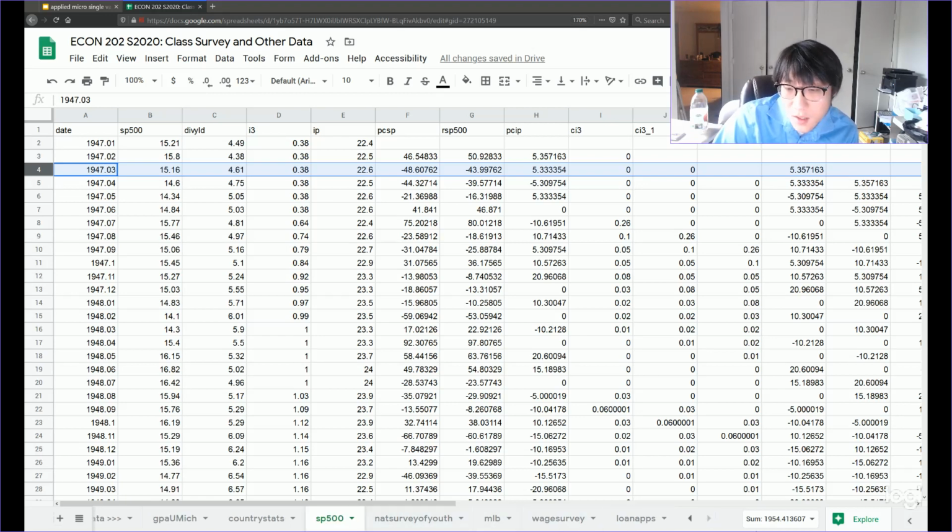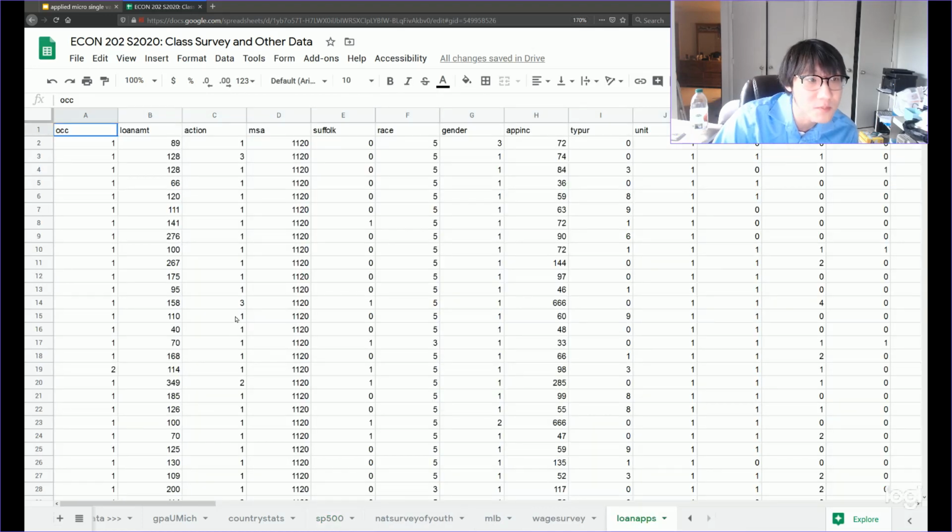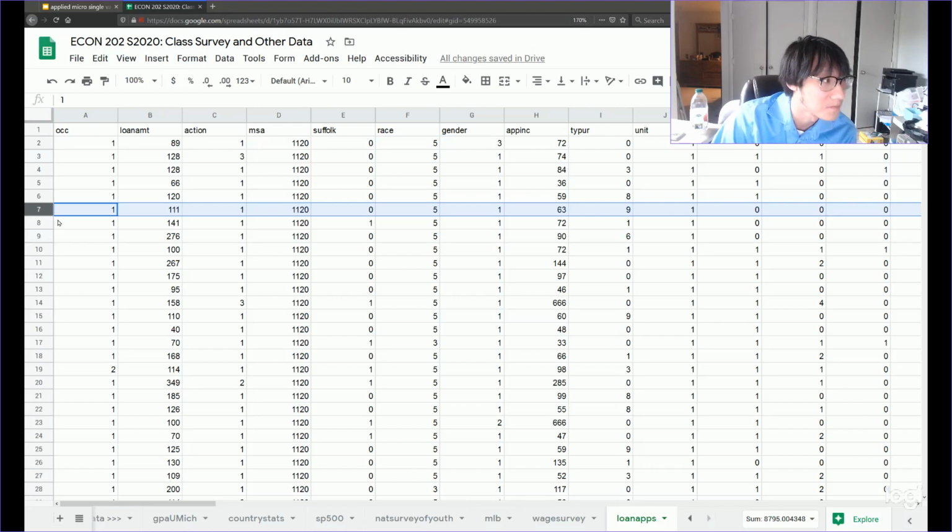Let's just do one more example. Let's have a look at this loan apps survey. This loan app survey refers to whether individuals, this is data on people who applied for a loan, and it tells you whether or not they got the loan that they applied for. So again, each row of this data set represents an individual. Okay, so those are examples of units of observation.